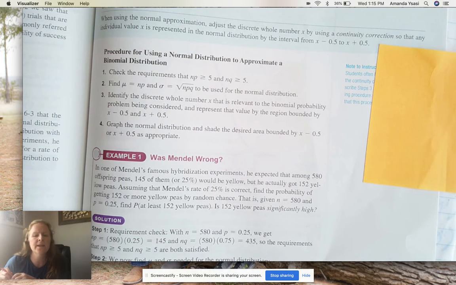In one of Mendel's famous hybridization experiments, he expected that among 580 offspring peas, 145 of them, or 25%, would be yellow. But he actually got 152 yellow peas. Assuming that Mendel's rate of 25% is correct, find the probability of getting 152 or more peas by random chance. That is, n equals 580 and p equals 0.25. Find P(at least 152 yellow peas). Is 152 yellow peas significantly high?